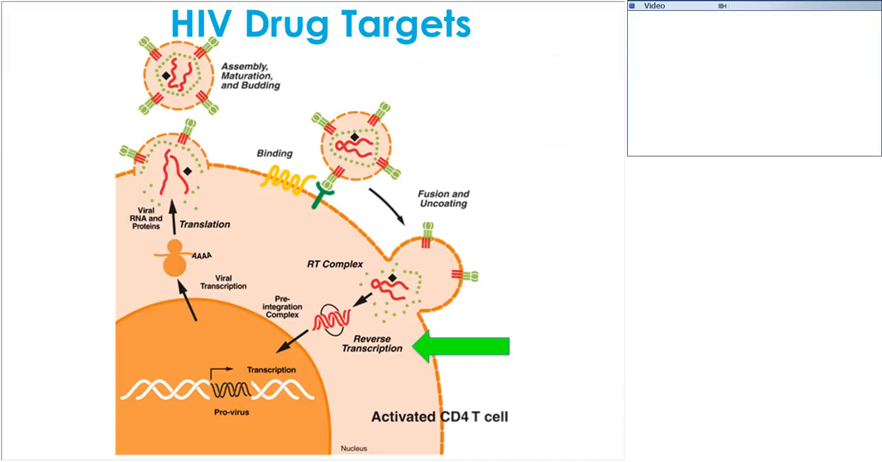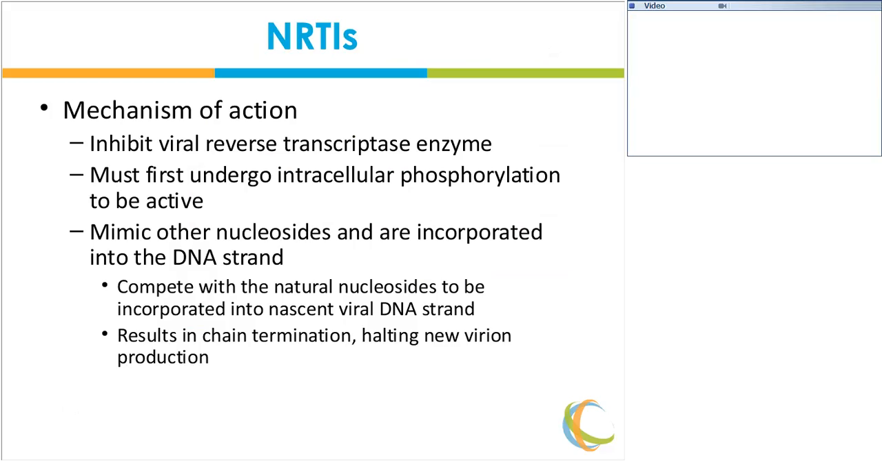The NRTI class of medications targets the reverse transcription process. As you recall from the previous slide, the reverse transcriptase enzyme is responsible for transcribing single-stranded viral RNA into double-stranded DNA. NRTIs inhibit this viral enzyme. These medications must first undergo intracellular phosphorylation to be active. They mimic the natural substrates that are normally incorporated into this DNA strand. The subsequent incorporation of these medications into the viral DNA strand results in chain termination, halting the virion production.